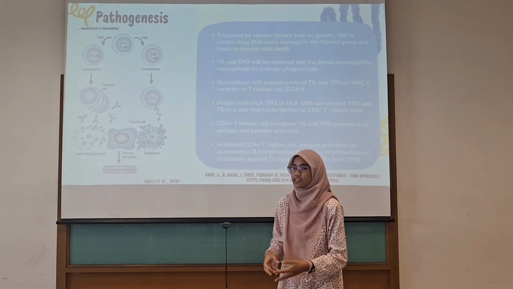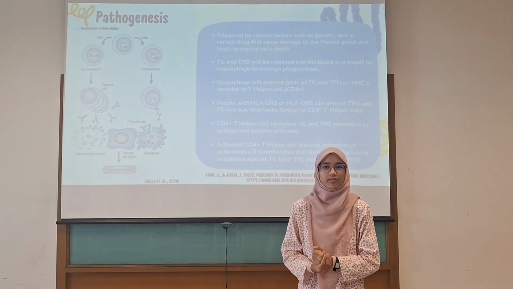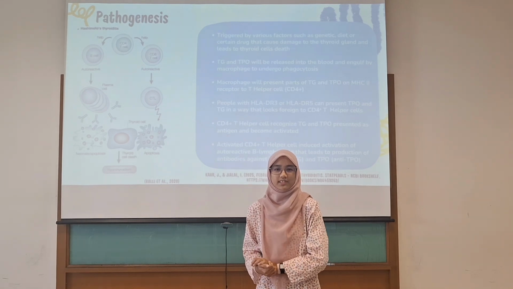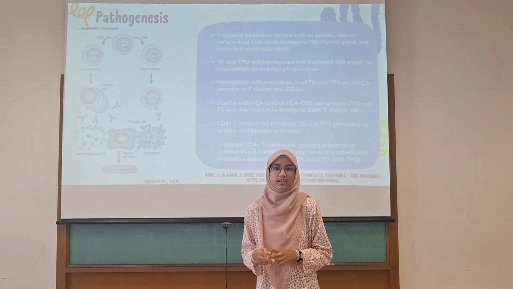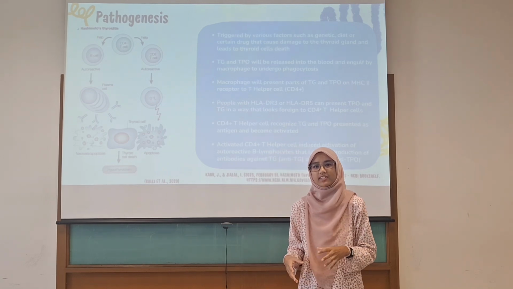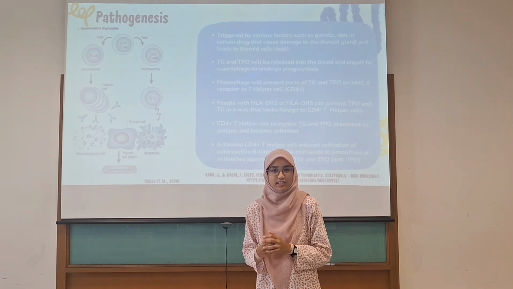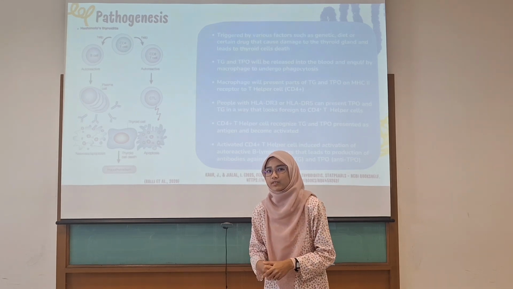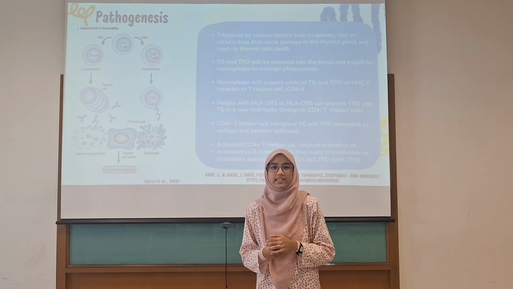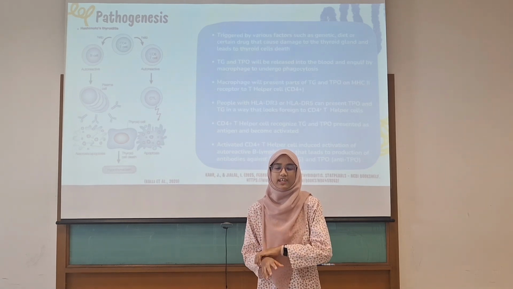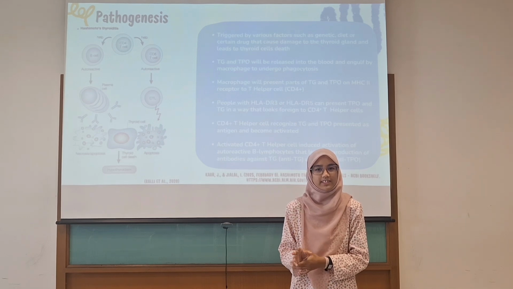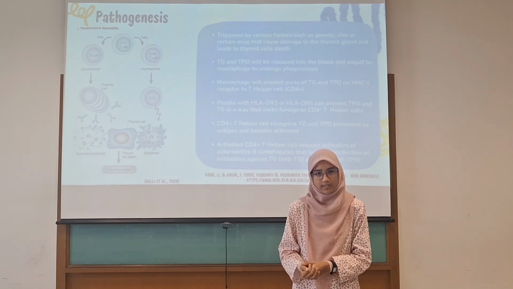In a healthy person, TG, which is thyroglobulin, a glycoprotein, and also TPO, which is thyroid peroxidase, an enzyme, both have essential roles in synthesizing the thyroid hormones T3 and T4. They are located inside the thyroid tissue, in the thyroid gland. Due to Hashimoto thyroiditis, since the thyroid gland is damaged, the TG and TPO will be released into the bloodstream, engulfed by macrophages, and undergo phagocytosis.